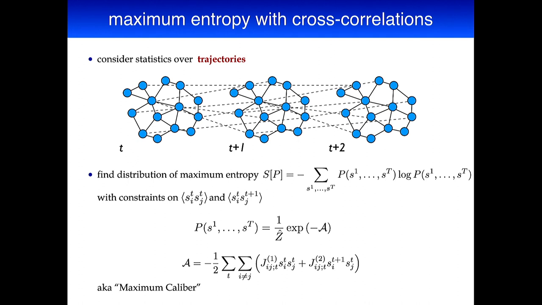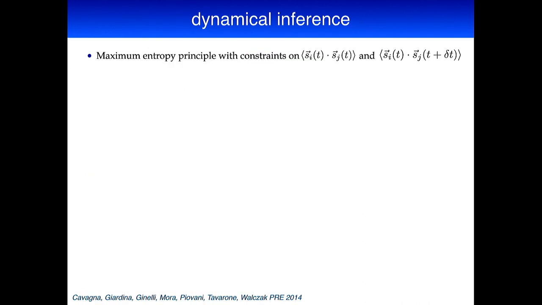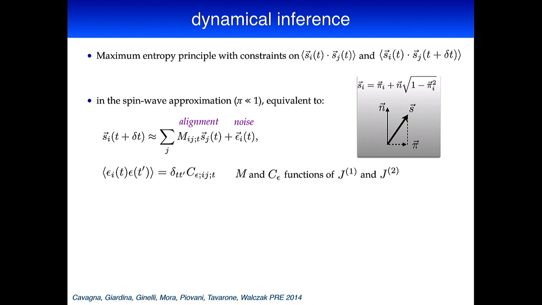Here I have the convention of t, t plus one, and then I'll move to t plus delta t, but it's the same idea. So we have this maximum entropy principle with constraints on these two kinds of observables. The first thing is that one can show this in a spin wave approximation. The spin wave approximation was already explained by Alexandra yesterday, but let me remind you what this means. It just means that the directions of flight, the s_i, which are normalized vectors, are all very close to the common direction of flight of the entire flock. So we can summarize this variable by how much they deviate from this main direction.